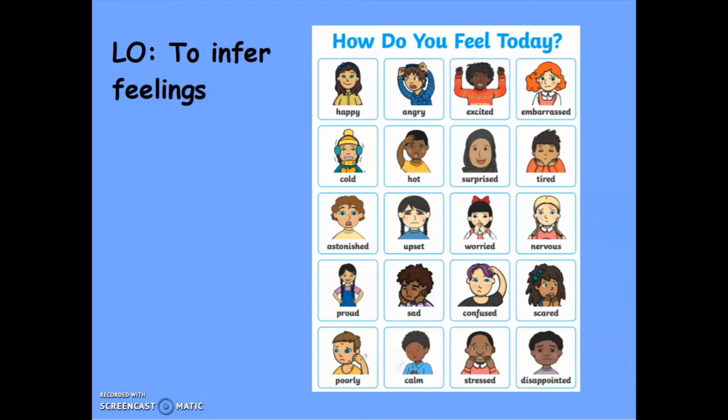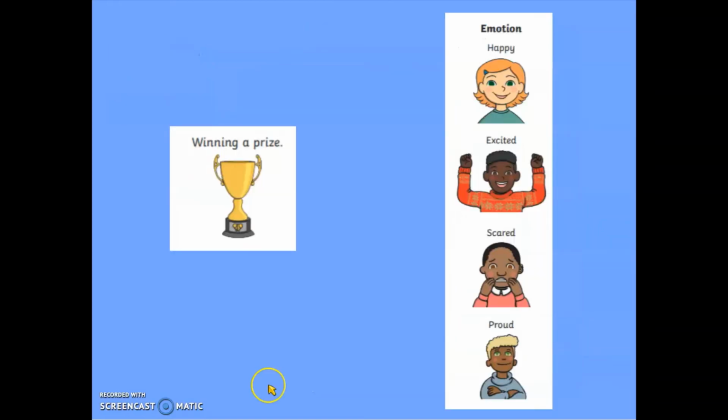You might be feeling a little bit sad. Maybe confused. You might be hot, you might be cold. Hopefully we've got lots of people who are happy and excited. That's how I'm feeling today. Here you will see that there are 4 different emotions: happy, excited, scared, or proud.